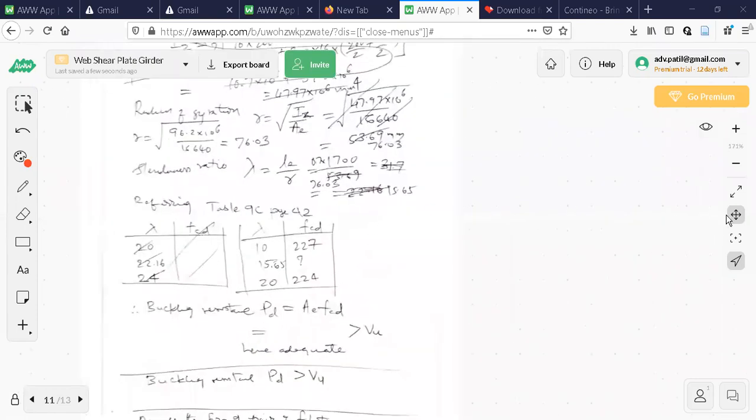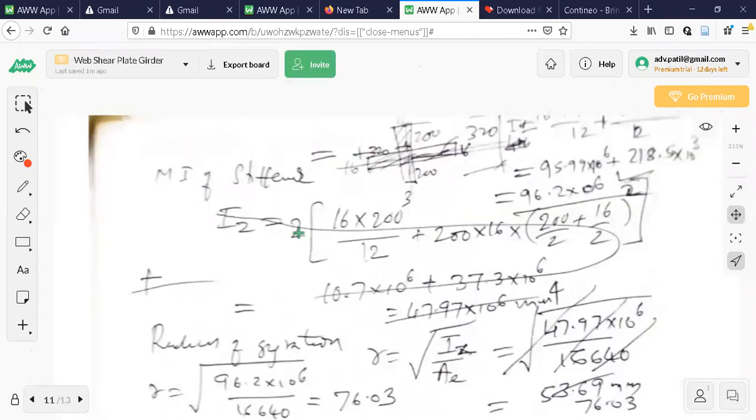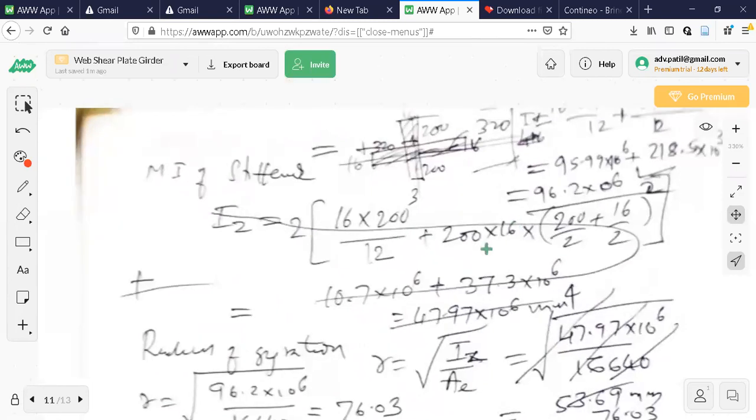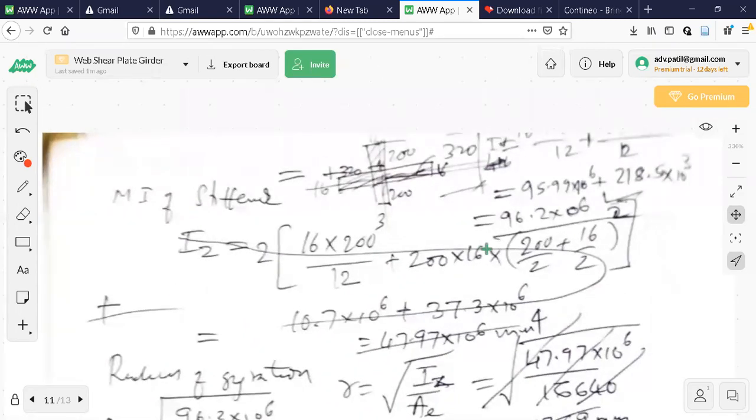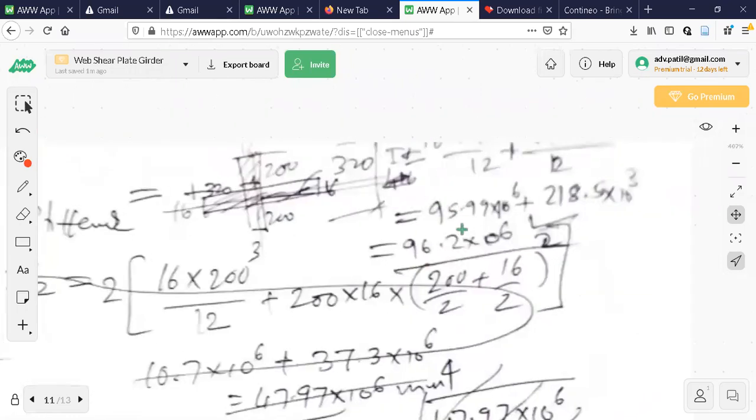So you observe here. You observe this one here. What I have done is some calculation mistake I have done initially. Now the MI of the stiffener, moment of inertia of the stiffener. Very simple it is actually. It is a question of finding moment of inertia of two rectangles. Which are those two? I'll show you here.